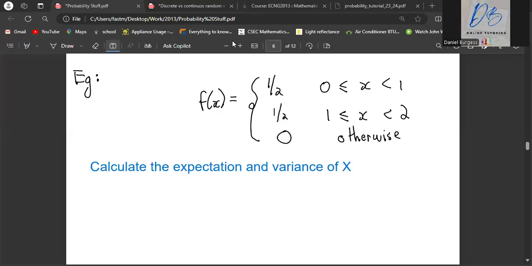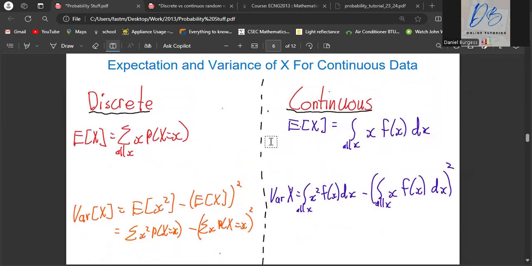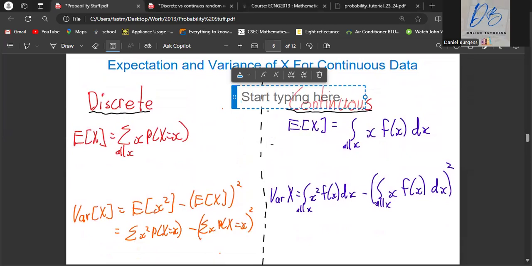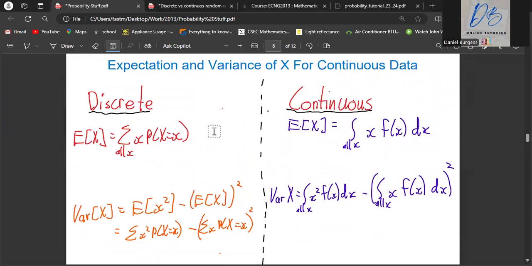Alright guys, so in this video we'll be continuing from where we left off. We'll be going through expectation and variance of x for continuous data. For discrete, we knew that the expectation was the sum of all the x by the probability x is equal to x. And the variance was the expectation of x squared minus the expectation all squared. These equations change for continuous.